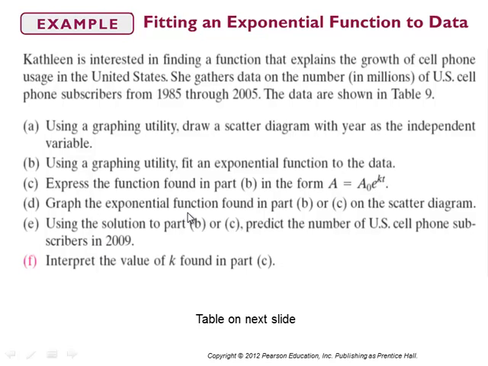We will graph the exponential function found in part B or part C in the scatter diagram, so we could fit our model against our data. Then we will predict the number of U.S. cell phone subscribers for some future year, like, for example, 2009. And we will interpret the value of k found back here in part C.